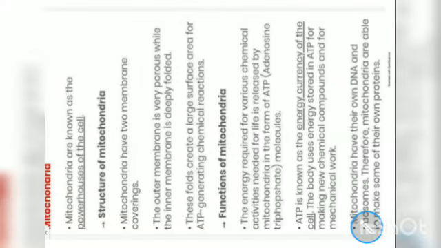Now take the screenshot for the structure and function of mitochondria. It produces the energy in the form of ATP, which is the energy currency of the cell, and ATP stands for adenosine triphosphate.